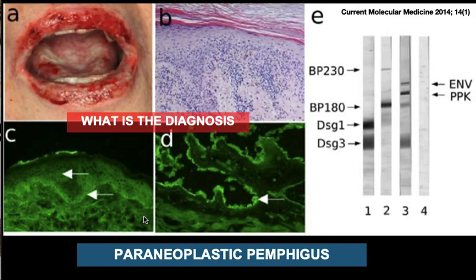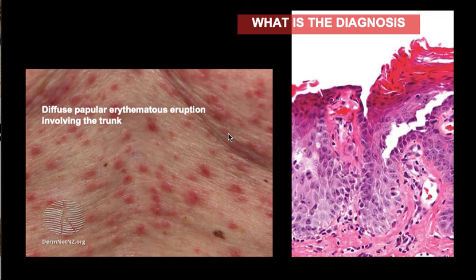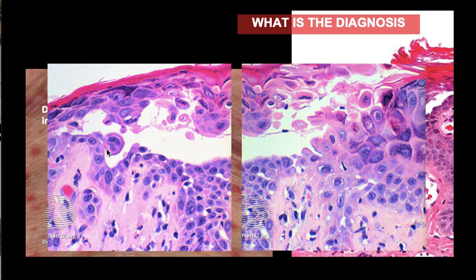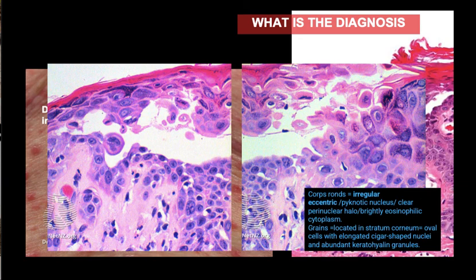In this example, we see widespread eruption of papular lesions, and then when you look into the histology, you will see the suprabasal cleft, but in a very narrow area. If you look at high power, you will identify those cells that look round, and also these cells that look kind of elongated with dark nuclei. So we call these cells round bodies, or the French name is corps ronds, which in French means round bodies. And we see here the other feature is those elongated cells.